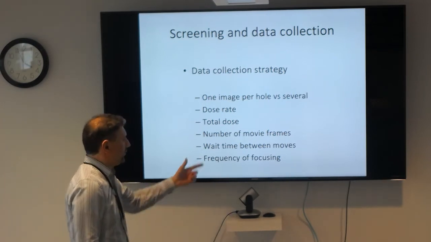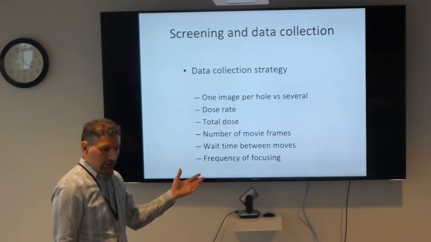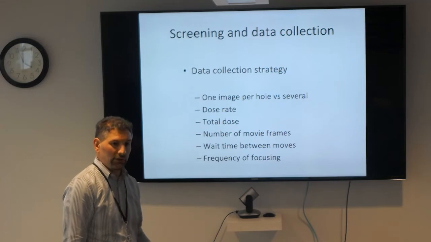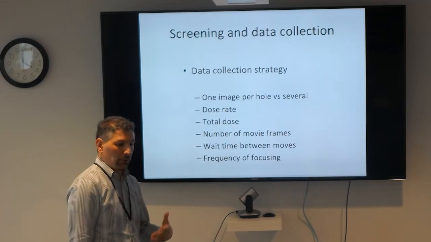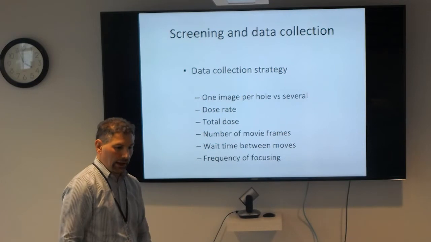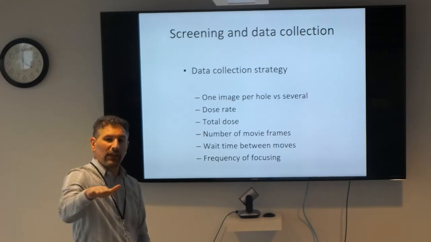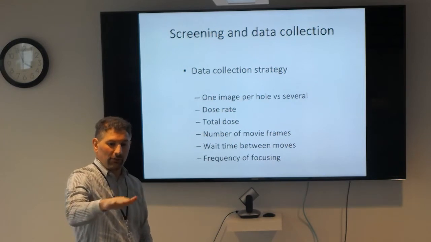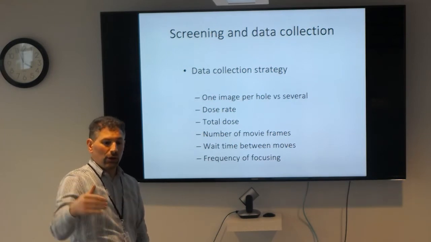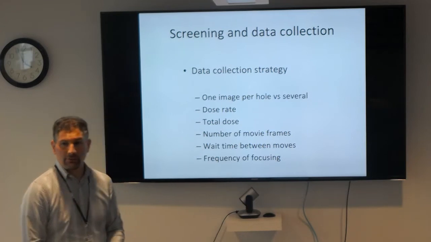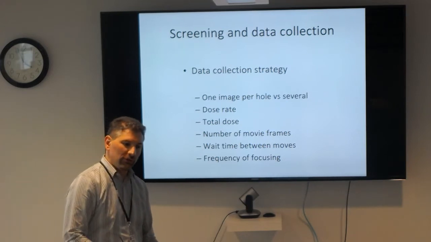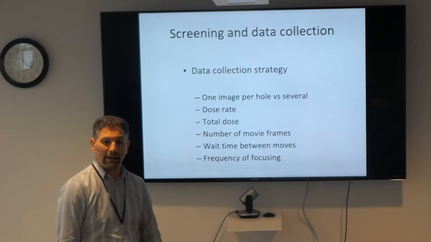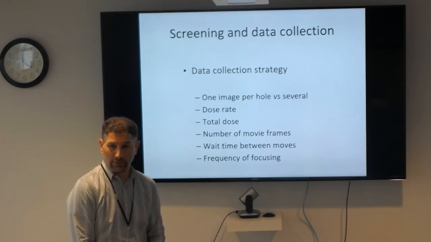And then you have frequency of focusing. The advantage of doing a lot of focuses is that you can control the defocus value a little bit more. But if you take 1 focus per square, your square is rarely ever going to be flat, right? So if you take 1 focus point, you can use the variability in the square to increase the number of defocus values that you collect at. So you can use that as a strategy, spend less time focusing and more time collecting data, and get a broader range of defocus values. Okay?